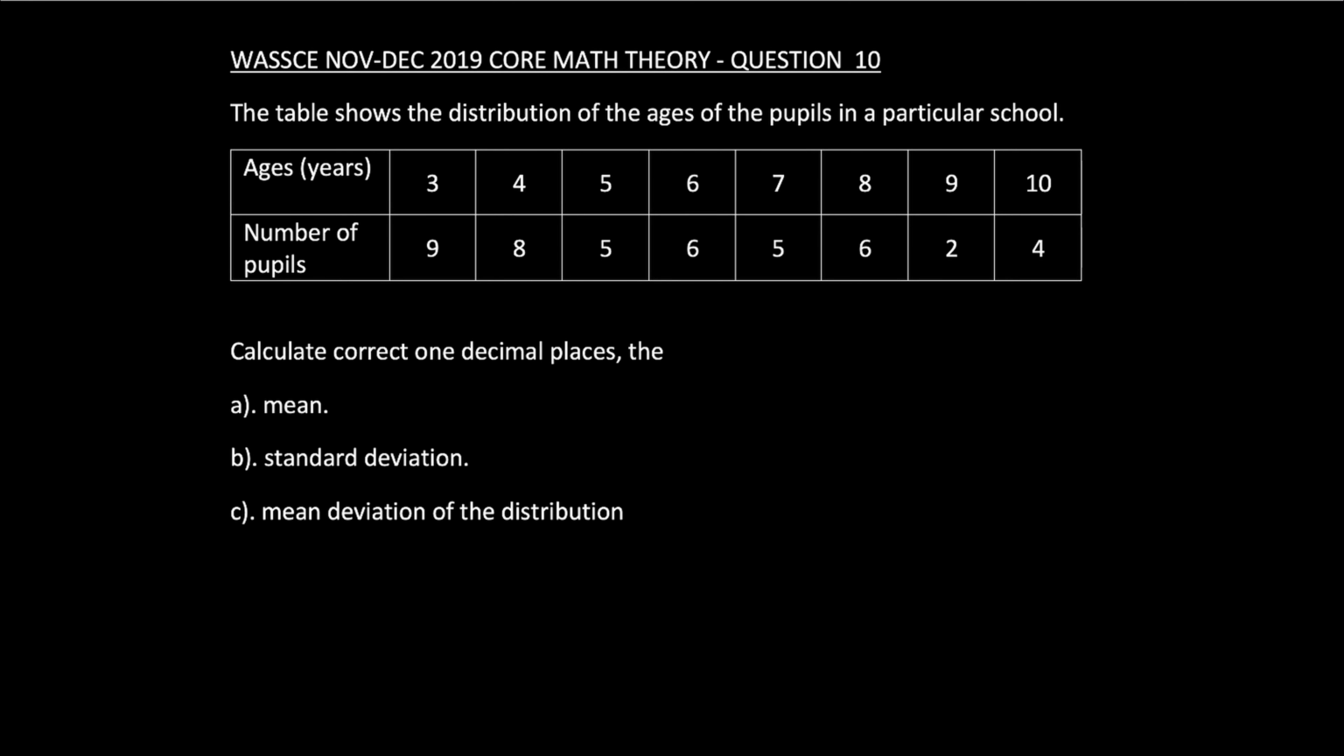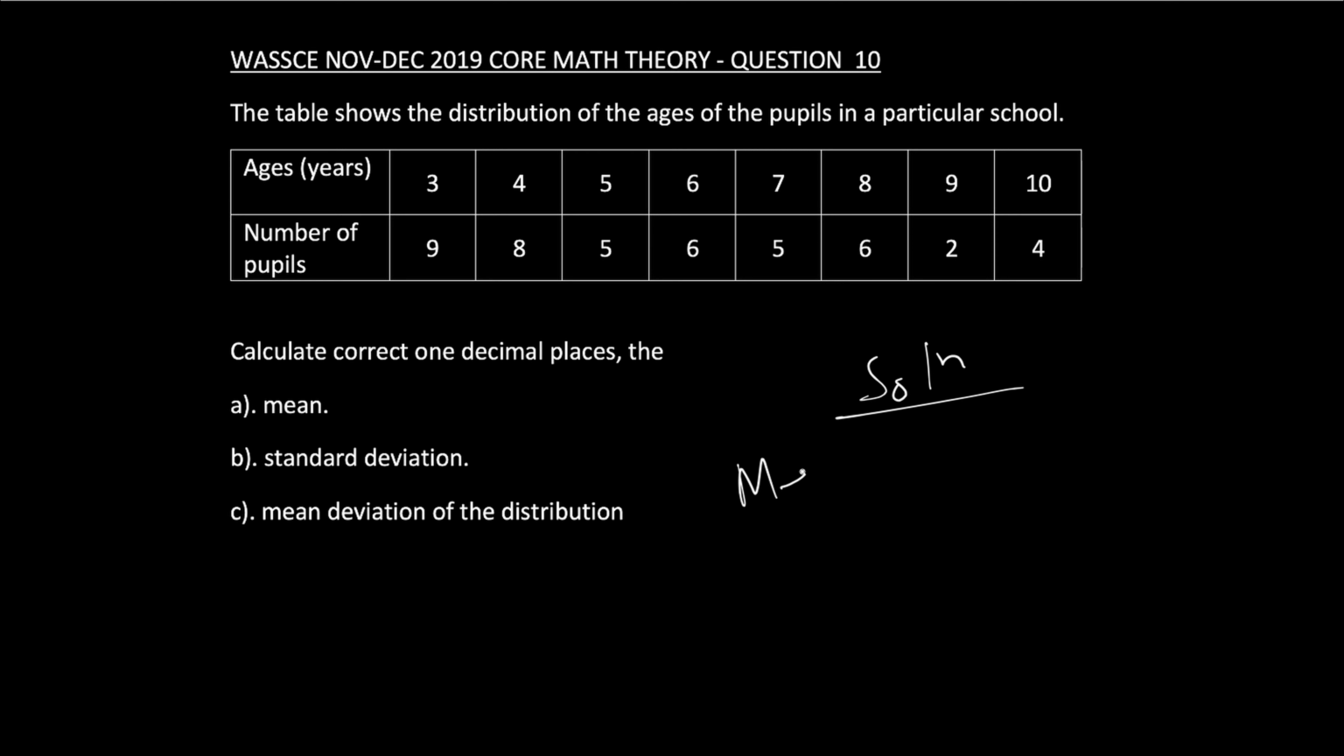In today's video, we'll be solving question 10 of the 2020 November WASSCE Core Maths theory questions. The table shows the distribution of the ages of the pupils in a particular school. Calculate, correct to 1 decimal place, A, the mean, B, the standard deviation, and C, the mean deviation of the distribution. So we are finding the mean, the standard deviation, and the mean deviation. Let's begin with our solution.